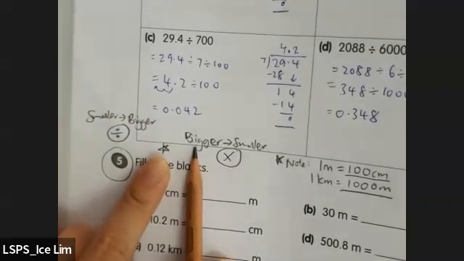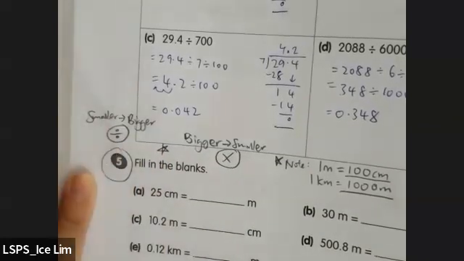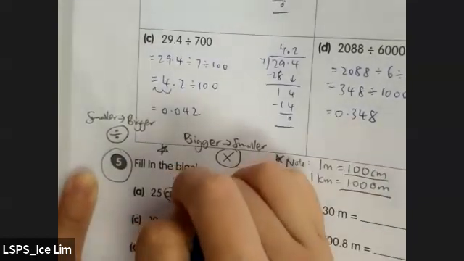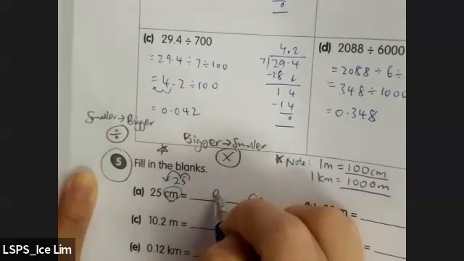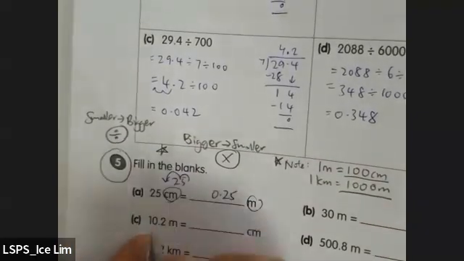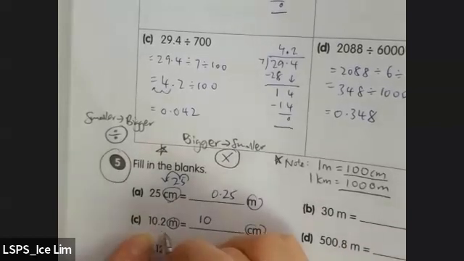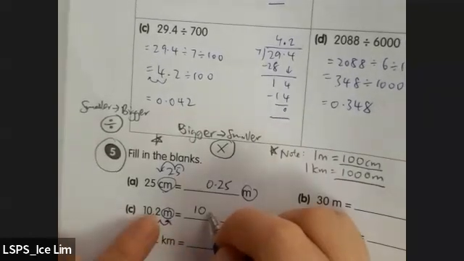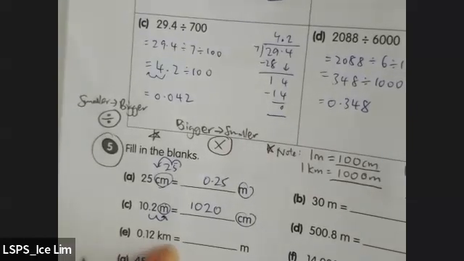Now, from bigger unit to smaller unit is multiplication. From smaller unit to bigger unit is division. So from smaller unit to bigger unit is division, so 25 divided by 100. The answer should be 0.25. From bigger unit to smaller unit, I have 10.2, I have 1, 2. So I multiply. So it will be 1020 centimeters.